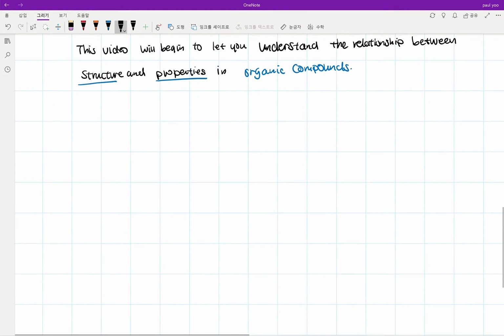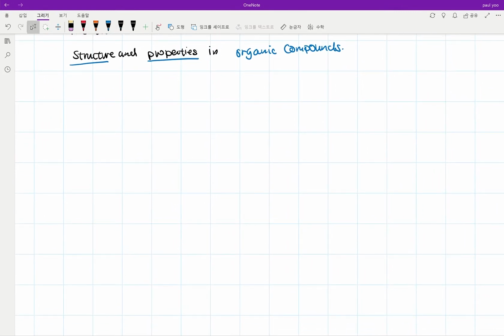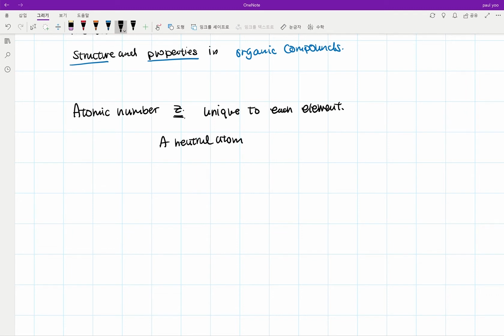So let's begin to talk about the actual chemistry with the atomic number, Z. This number is unique to each element. Every element, carbon, hydrogen, oxygen, has a different atomic number. And a neutral atom has an atomic number that is equal to the number of electrons.